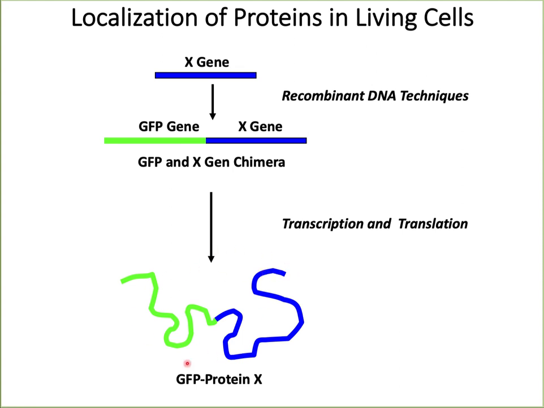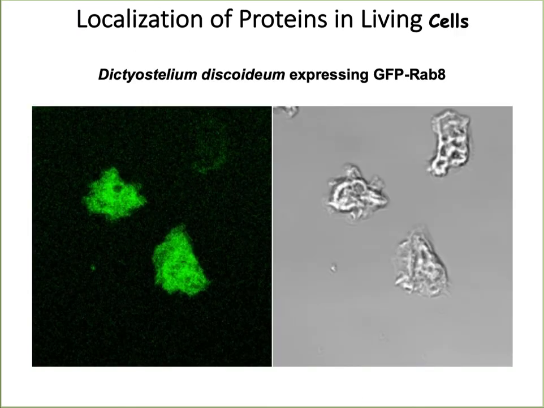Most of the time when you tag and make this fluorescent protein, it doesn't alter the native protein function. Sometimes it can, but many times it doesn't. Here is an example of Dictyostelium discoideum, a non-pathogenic amoeba, expressing GFP with a protein called RAB8. RAB8 is a protein that regulates vesicle trafficking, and we'll discuss more later in the course.